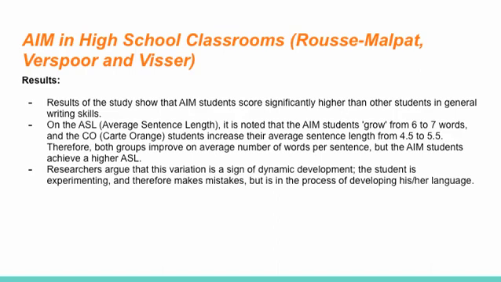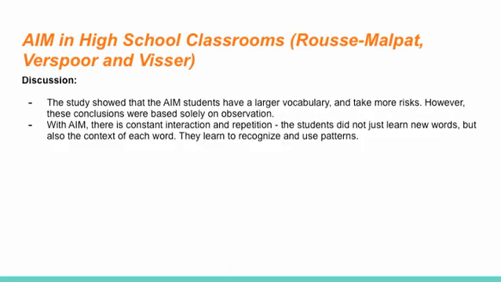Researchers argue that this variation is a sign of dynamic development. The student is experimenting and therefore makes mistakes, but is in the process of developing his or her language. The study showed that AIM students have a larger vocabulary and take more risks. However, these conclusions were based solely on observation. With AIM, there is constant interaction and repetition. The students did not just learn new words, but also the context of each word. They learned to recognize and use patterns.